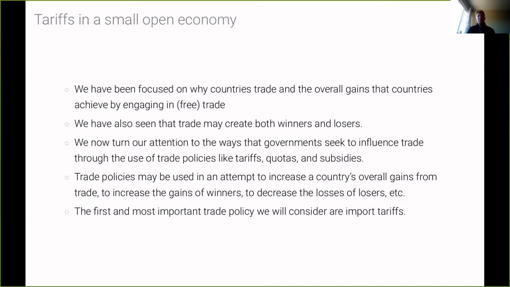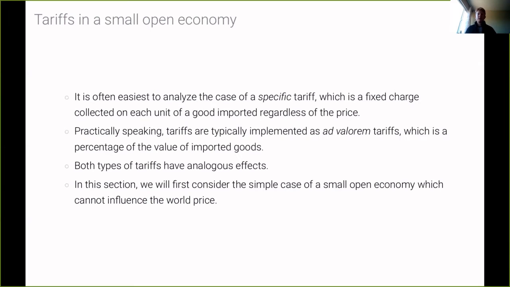Such policies may be used in an attempt to increase the country's overall gains from trade, to increase the gains of winners, or to decrease the losses of losers. But the first and most important trade policy that we're going to consider is import tariffs.